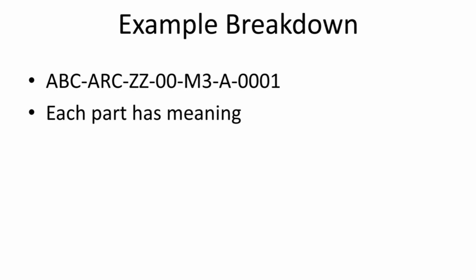Let's break down a full example where we use ABC as the project prefix, ARC as the architect company name, ZZ means all areas, 00 is ground floor, M3 is a model, A is the architecture discipline, and 0001 is the unique number. Now you can clearly read and understand the entire file name.